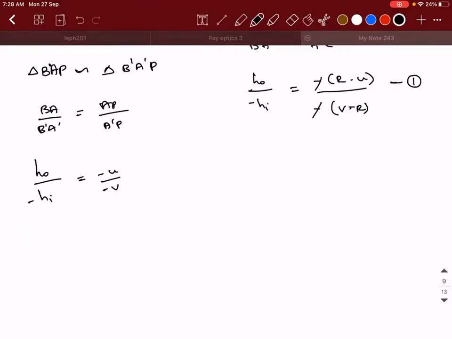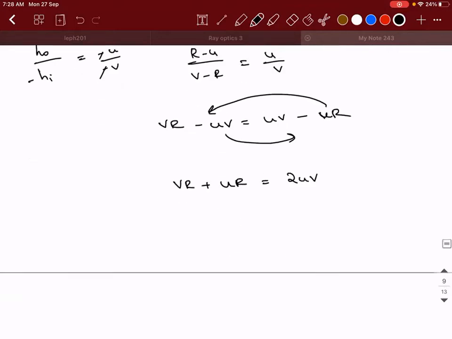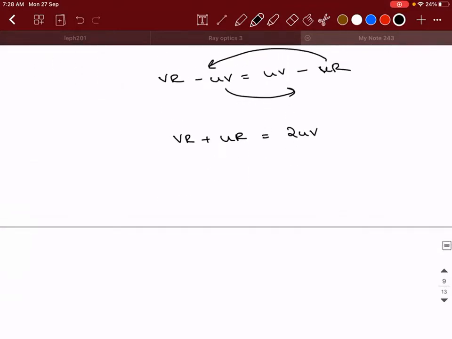So 1 is equal to 2. Here also the minus will get cancelled. R minus U divided by V minus R is equal to U divided by V. So rearrange it: VR minus UV is equal to UV minus UR. Take this to the other side: VR plus UR is equal to 2 times UV. Dividing with UVR on both sides, 1 by U plus 1 by V will be equal to 1 by R.